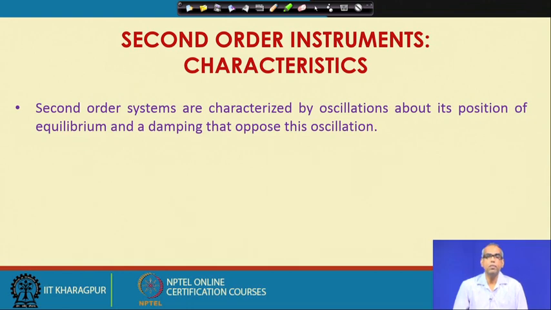As we have seen, the first order systems are characterized by capacitance and resistance. Similarly, second order instruments are characterized by oscillations about its position of equilibrium and the damping that oppose these oscillations. So, in all second order systems, there will be oscillations about its position of equilibrium and there will be a damping that oppose this oscillation. So, depending on the damping factor, the amount of oscillations will vary in second order systems. We will talk about more later in this class.